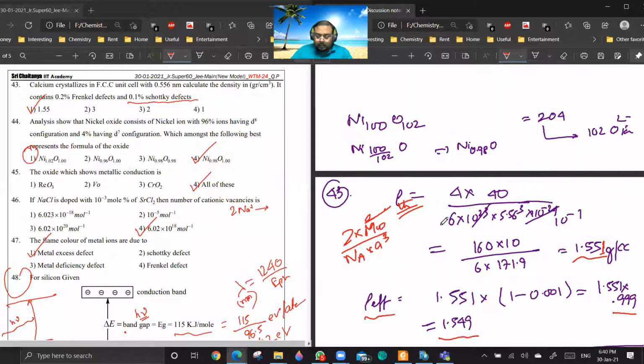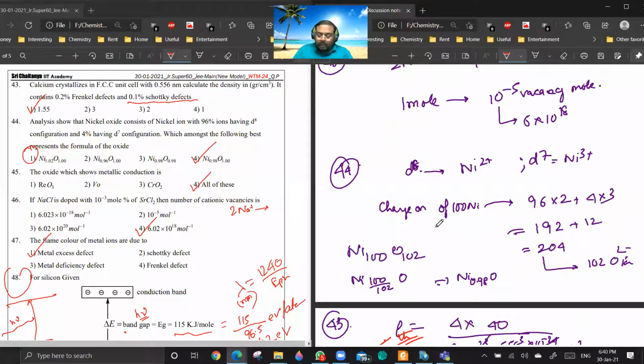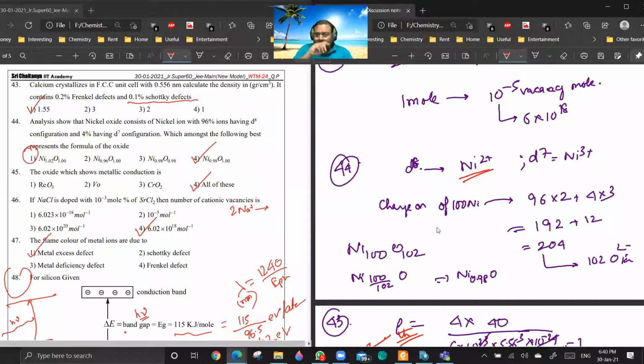Yes, sir. Okay, in 44, you see the d8 configuration of nickel corresponds to Ni2+, and d7 will obviously be Ni3+. So if you take 100 nickel ions, then 96 will be Ni2+ and 4 will be Ni3+. So what will be the total charge on 100 nickel ions? It will be 204. Is it clear? Yes, sir. For that charge, you require 102 oxygen atoms. So the formula should be Ni100 O102.